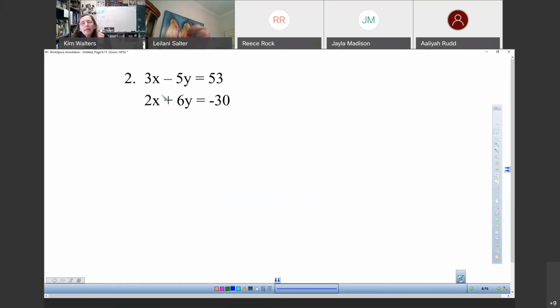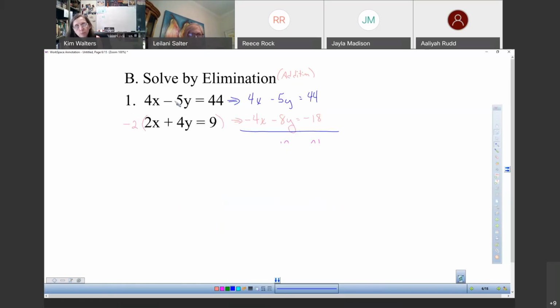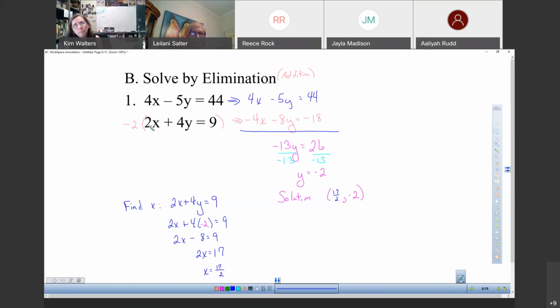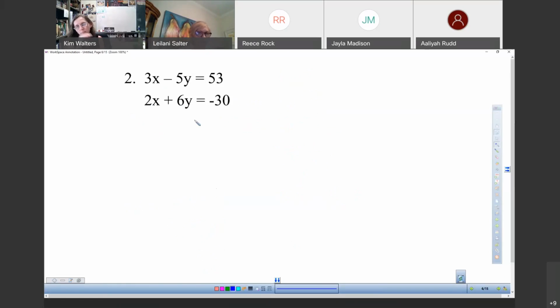Okay. So if every term has a number in front, so I don't have a single x or a single y, I don't have, like in the previous problem, 4 being a multiple of 2, so I could do that. I don't have that in this problem. So here is the easiest thing to do. Look at the number in front of x in the first equation, and take that number and multiply it times the second equation.